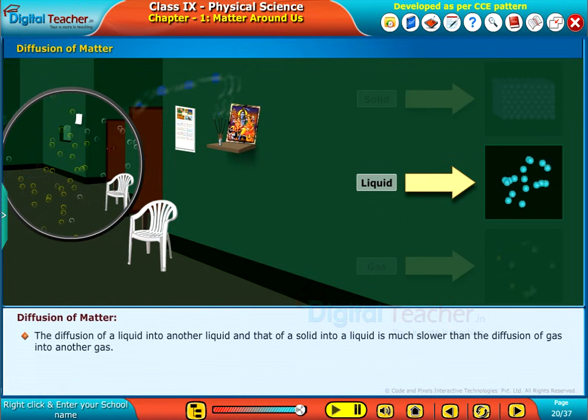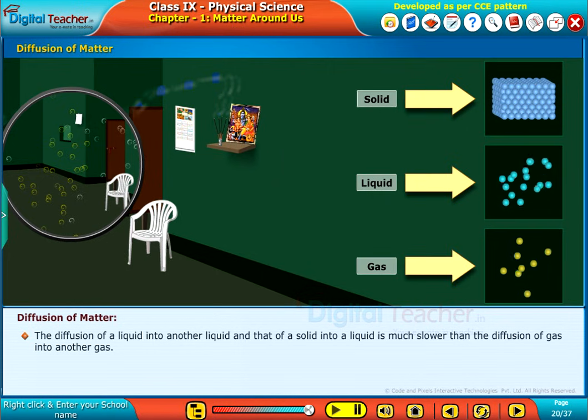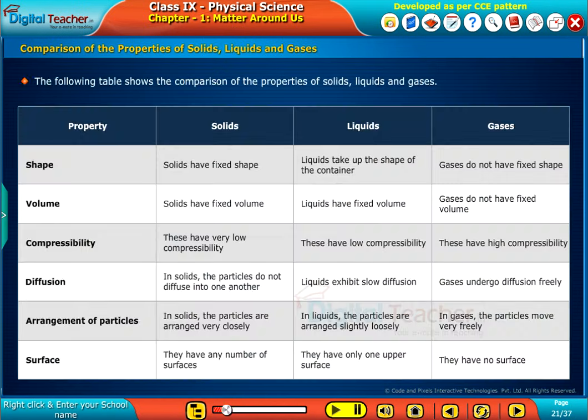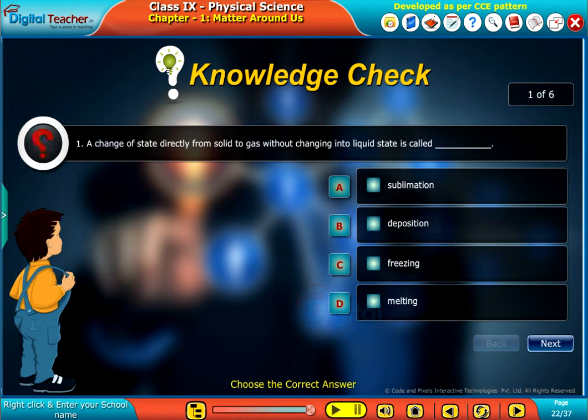The diffusion of a liquid into another liquid and that of a solid into a liquid is much slower than the diffusion of gas into another gas. The following table shows the comparison of the properties of solids, liquids and gases. Knowledge check. Attempt the following questions to check your understanding.